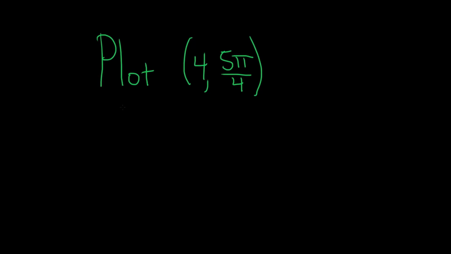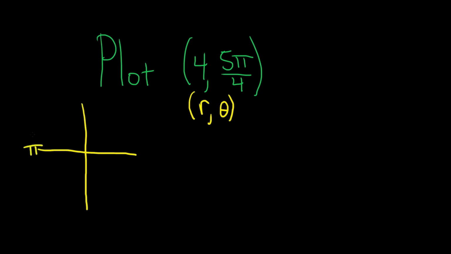In this problem, we have a polar coordinate, and we have to plot it and convert to rectangular coordinates. So recall, polar coordinates are given in the form r, comma, theta. First, let's go ahead and plot our polar coordinate. To plot the polar coordinate, we'll first travel a distance of theta. So theta is 5 pi over 4. So here's pi. And if you think of pi as 4 pi over 4, 5 pi over 4 is a little bit more. So it's going to be down over here.